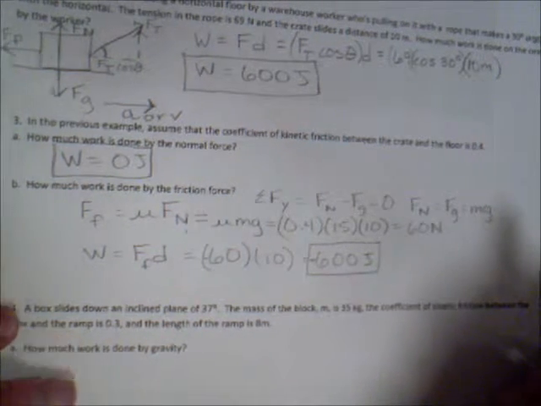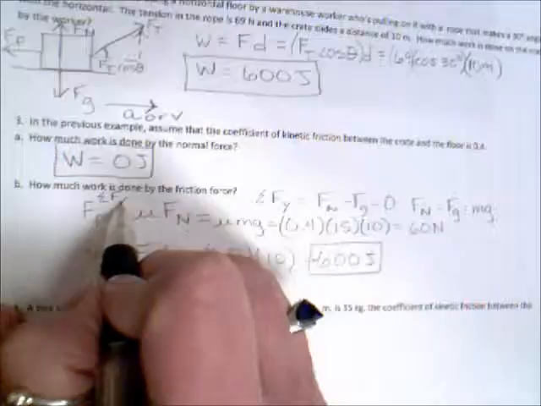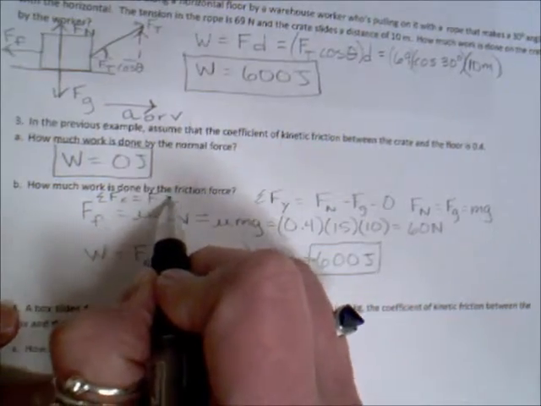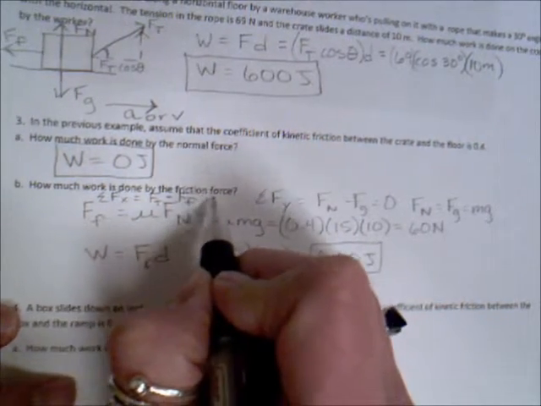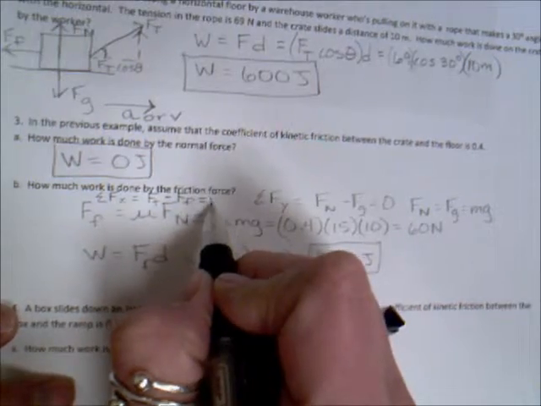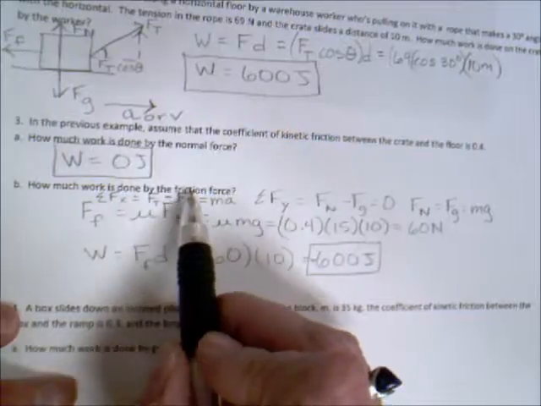And had I done forces in the x direction, I would have seen that the sum of the forces in the x direction equals force of tension minus force of friction equals MA. And so my force of friction is definitely negative here.